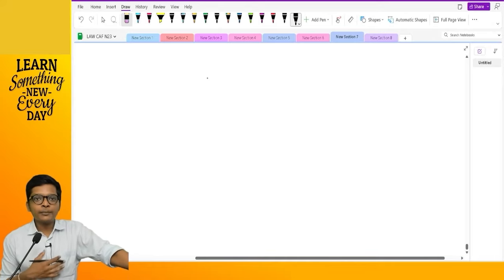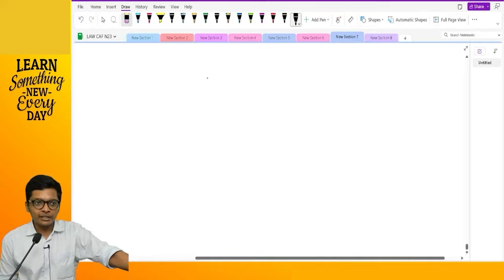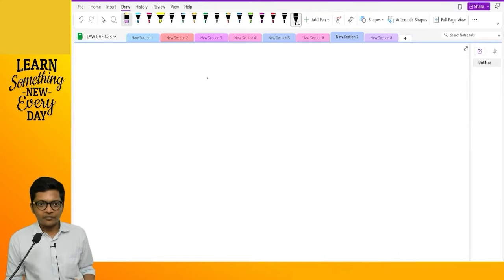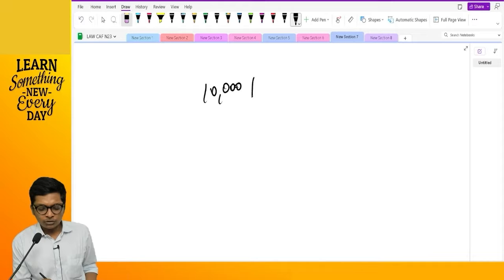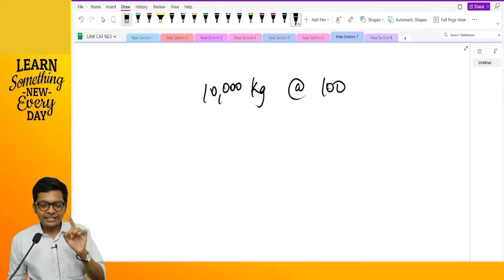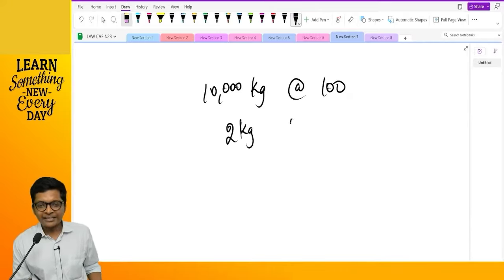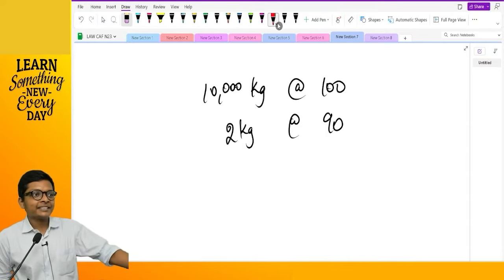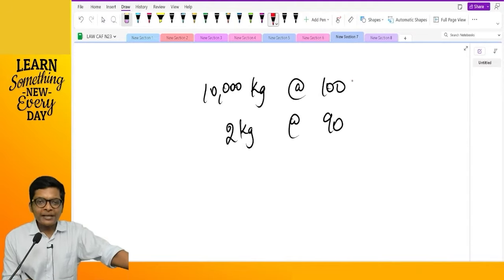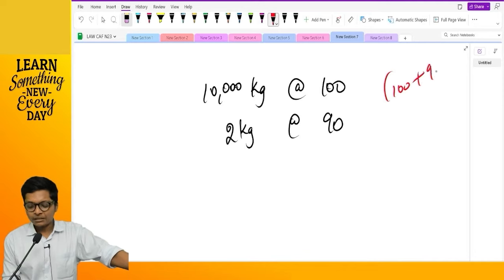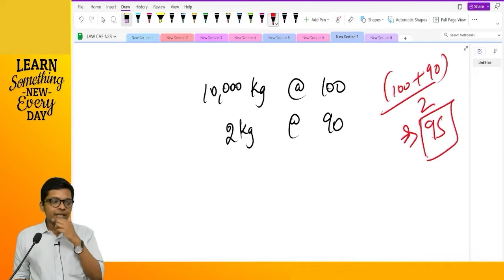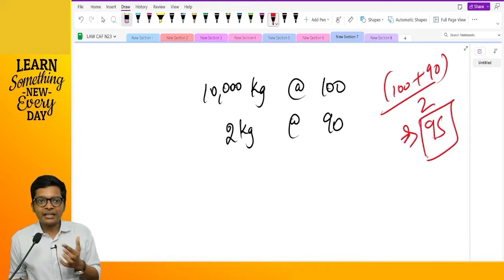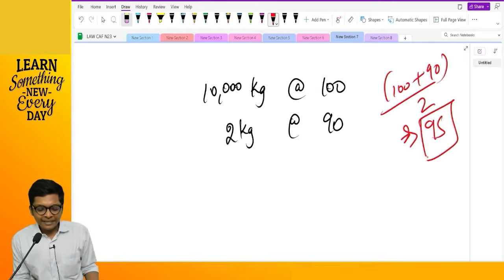I'll tell you a beautiful logic. You will not find the logic of weighted average in any book. Why are we doing it? You're going to use weighted average for the rest of your life. I'm going to purchase 10,000 kgs of rice at 100. I purchased 2 kgs of rice at 90. Now I'm asking you, what is the average purchase price? If you do simple average, you will do 100 plus 90 by 2, which is 95.